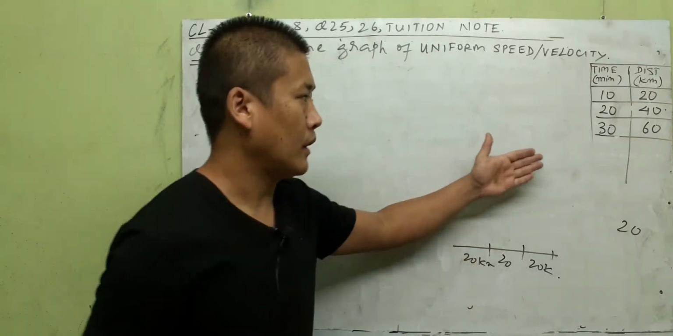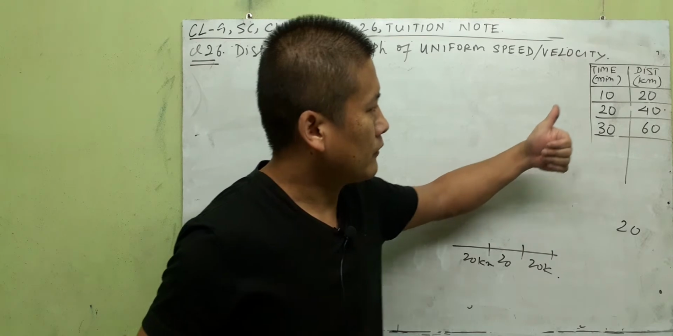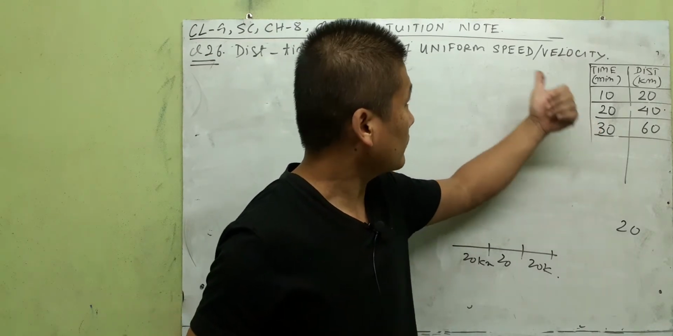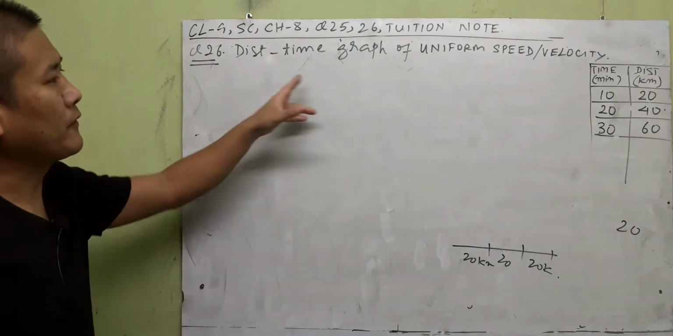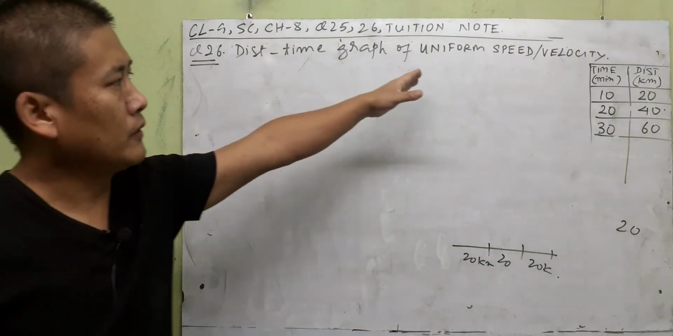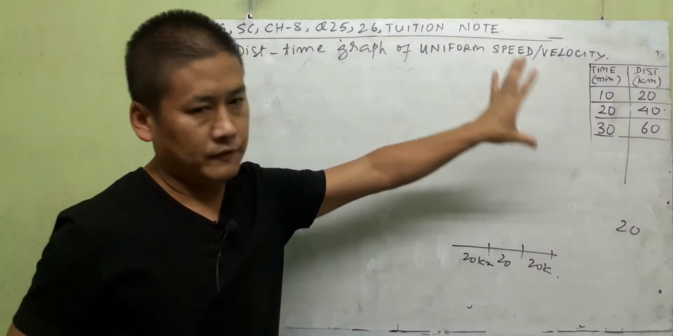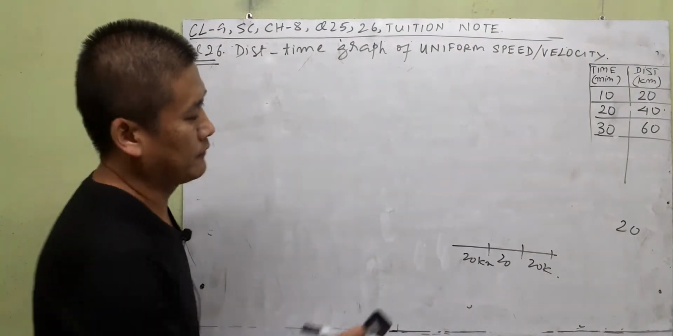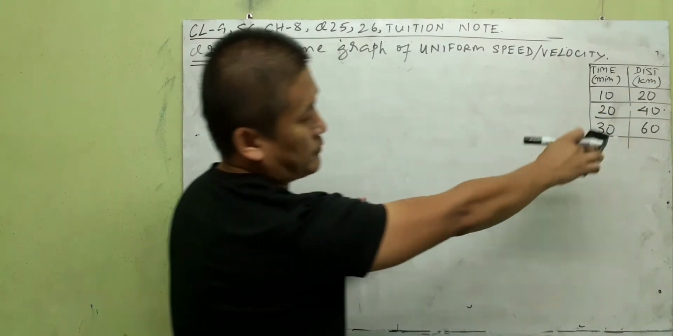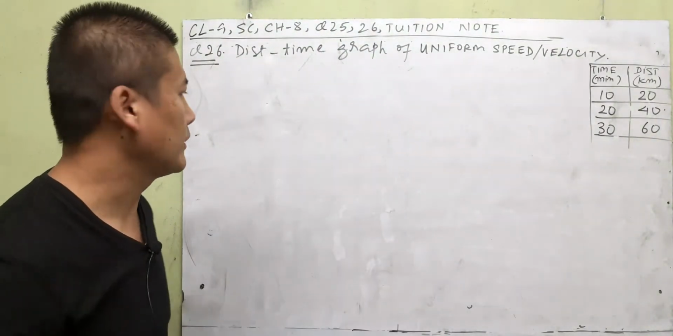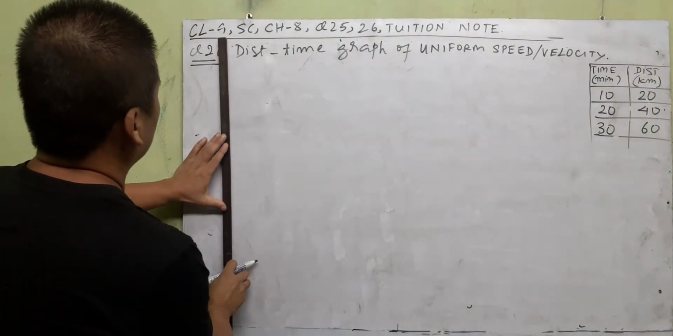A car moving in this kind of fashion is called uniform motion, or uniform speed, or uniform velocity. So, the distance time graph for uniform motion. How will it turn out if we plot the graph of a car in uniform speed? You understand, right? So for that, we write the distance time graph like this.